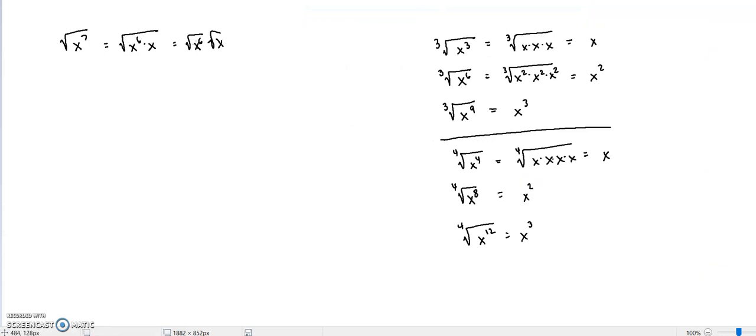And I can take the square root of x to the 6. I can take half of that. I get x cubed with a square root of x left over. Okay, so if you can't divide in evenly, try to break it up into things you can.